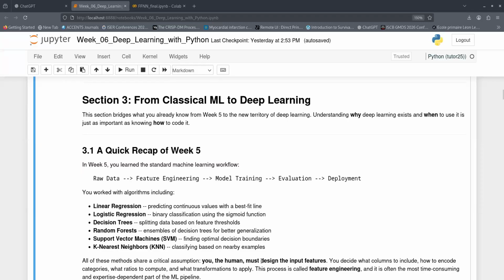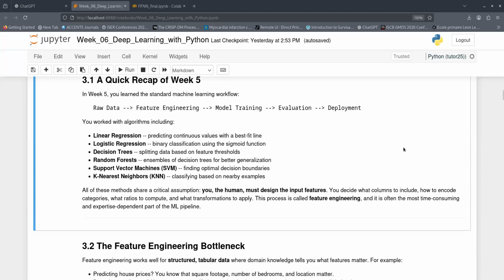So you are the one who must design the input features. This is the critical assumption for machine learning. You decide what columns to include, how to encode categories, what ratios to compute, and what transformations to apply or not to apply. This process is called feature engineering, and it is often the most time-consuming and expertise-dependent part of the machine learning pipeline.